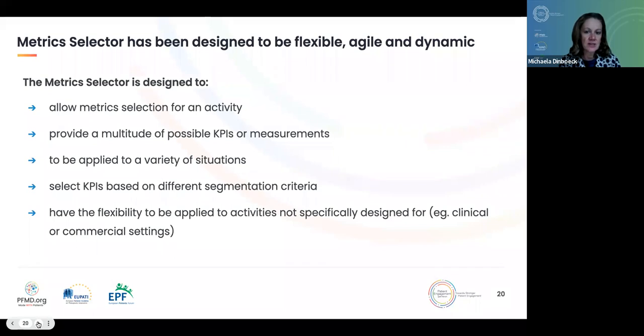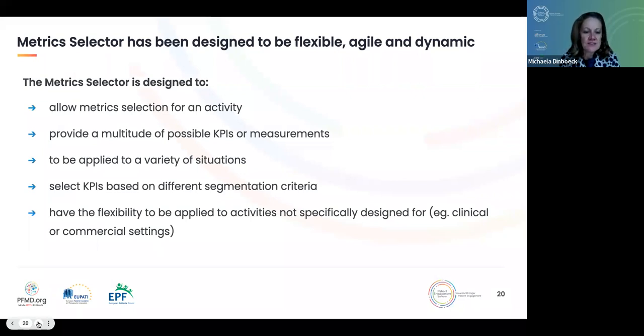It is, as said already, based on different segmentation criteria so that you can tailor it to what your needs are and what your criteria are, because they may differ depending on the activity or also depending on the organization that you are with or the stakeholder that you represent. And then last but not least, it provides the flexibility to really be applied to a multitude of activities, even if they are not specifically designed in the tool. For example, I will be using certain elements that appear as clinical trials, and I will just apply them to a commercial setting. And with that, we can go to my example.